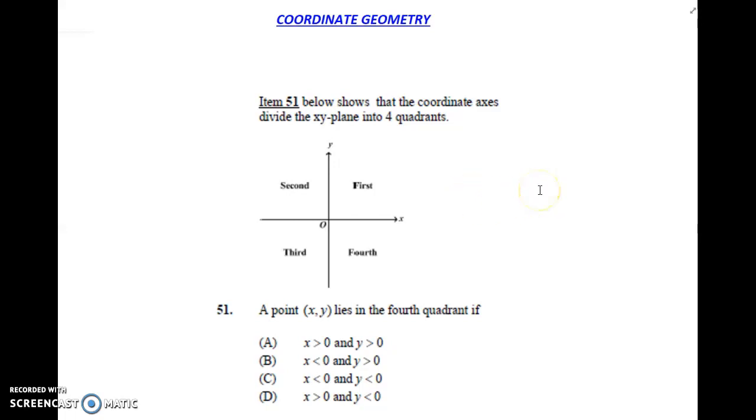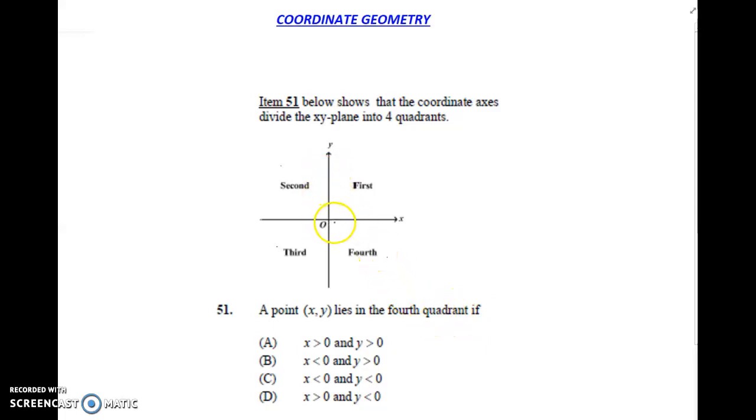It says below shows that the coordinate axes divide the XY plane into 4 quadrants, and they actually wrote out the quadrants here, right? This is quadrant 1 for first quadrant, second quadrant, third quadrant, fourth quadrant. A point XY lies in the fourth quadrant if.